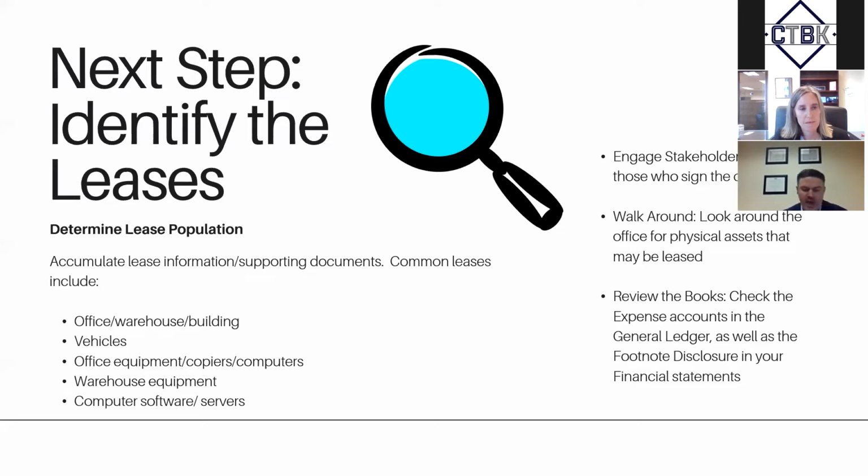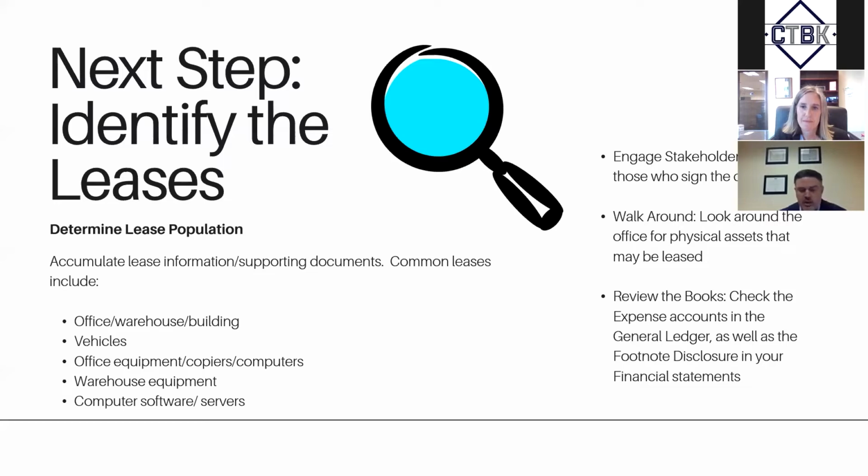But then moving beyond that, you should dig a little deeper and talk to the individuals within your organization. So the first step we would suggest is to engage the stakeholders and talk to those who sign the contracts, whoever that may be. If it's the president, the executives in the C-suite, maybe your organization is large enough and you have a separate purchasing department. Speak to whoever signs the actual contracts. Then walk around your office spaces and your facilities. Look around the office for physical assets that may be leased.